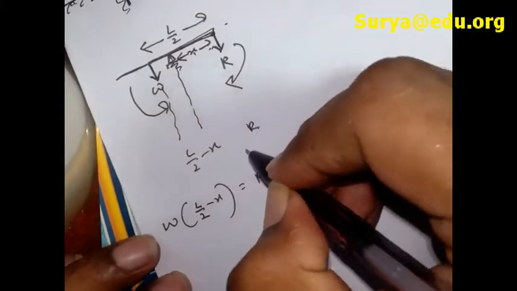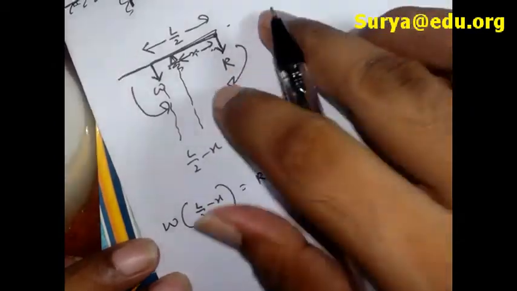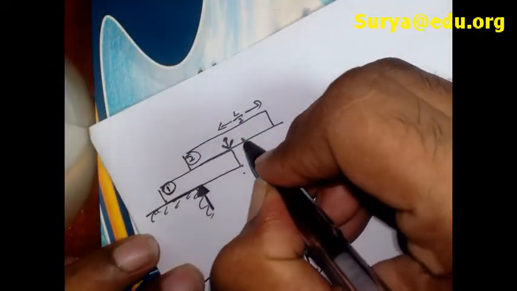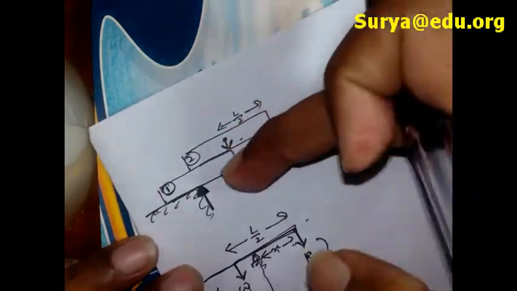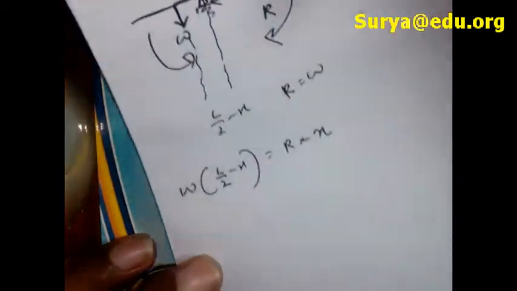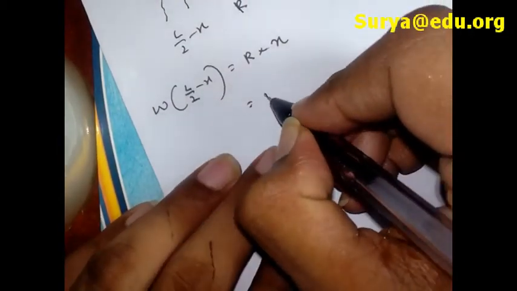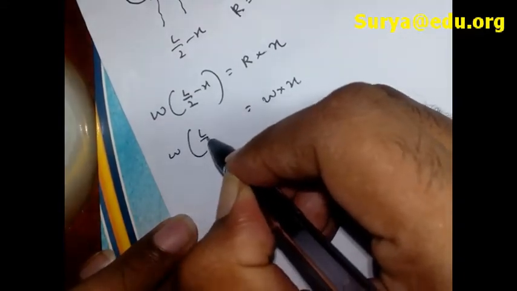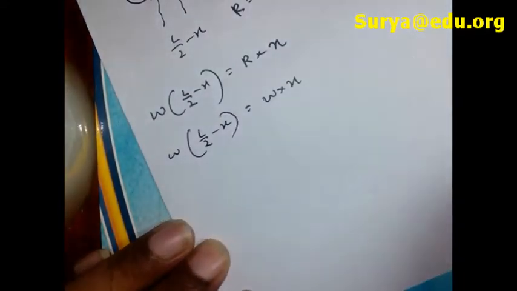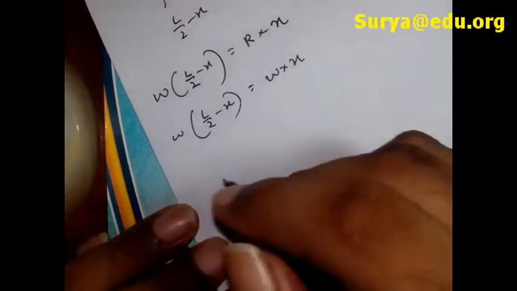Actually you know R. What is R? R is equal to W. W is the weight of block number 2, because the weight of block number 2 is the one that is exerting that force. So now it's very easy. R also will become W. So W times x, and W times (L by 2 minus x), right? Now you can do the calculation.